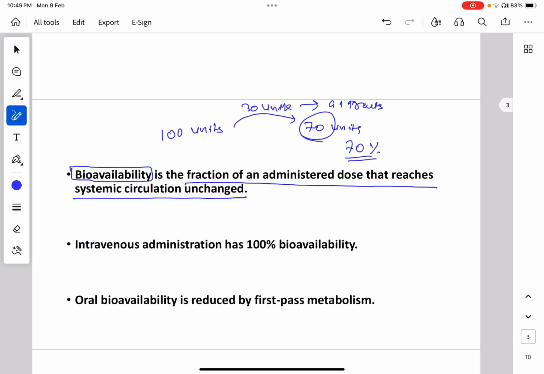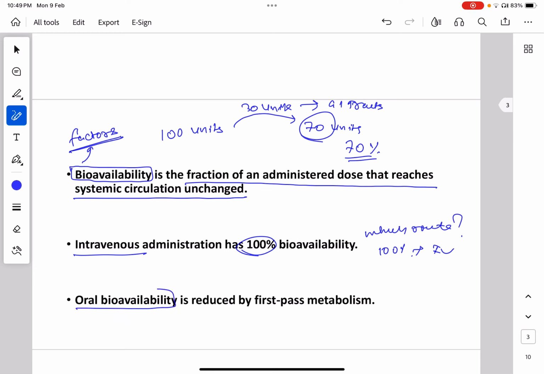So, bioavailability of each and every drug is different. It depends on many factors. There are patient related factors, drug related factors, environmental factors. There are multiple factors which are responsible for bioavailability of a particular drug. Now, intravenous, that is IV administration of drug has 100% bioavailability. So, a question can be asked: which route of drug administration has 100% bioavailability? The IV route, that is intravenous route, has 100% bioavailability.